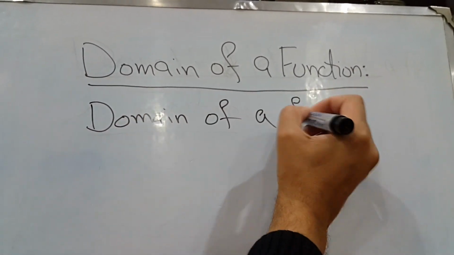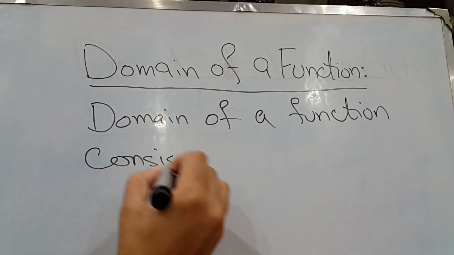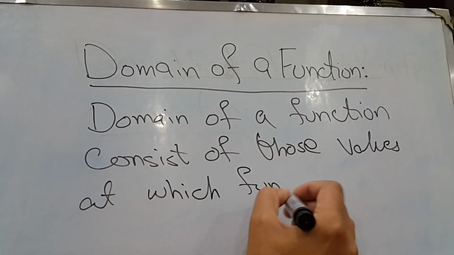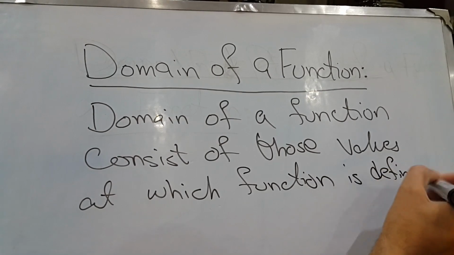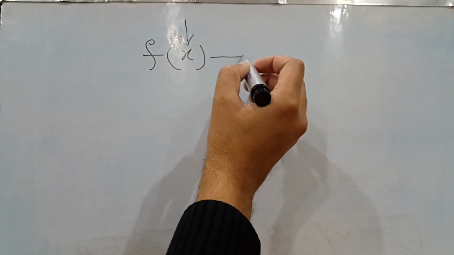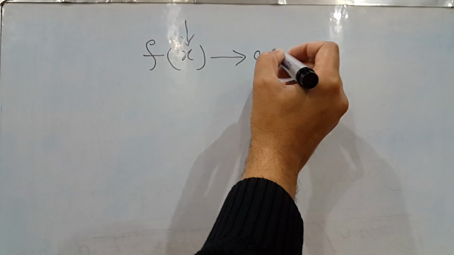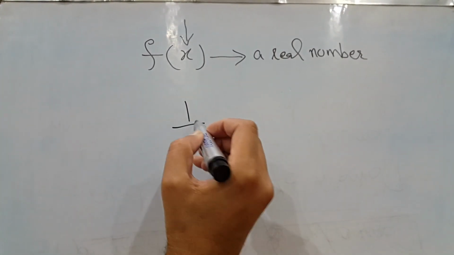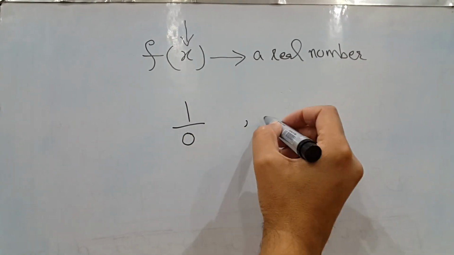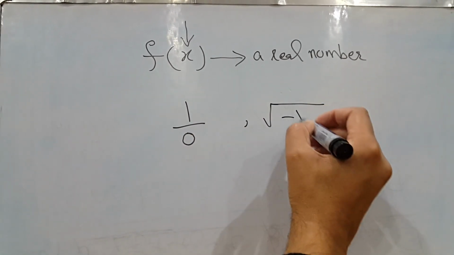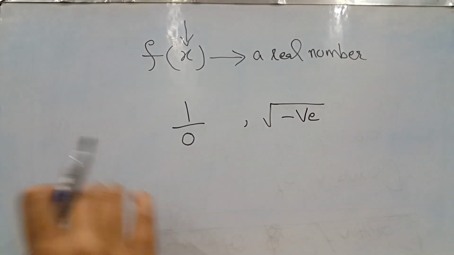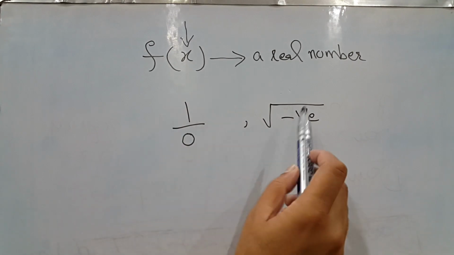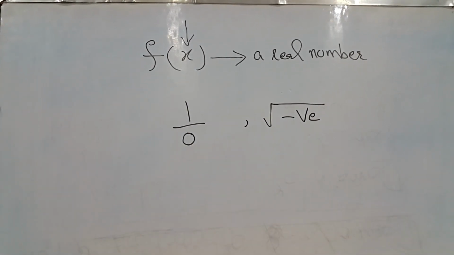Domain of a function is defined as those values at which the function is defined. Basically, defined means when you put some value in the function, you get a real number. If you get 1 over 0 form or a negative under the square root for some values, it means the function is undefined on these values, so we exclude these values from the domain of the function.